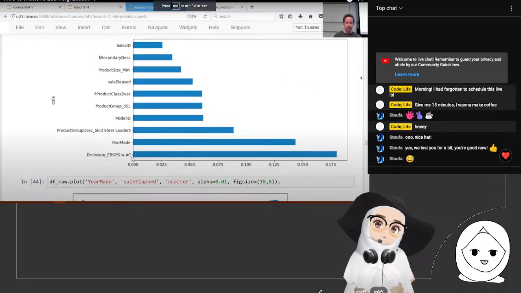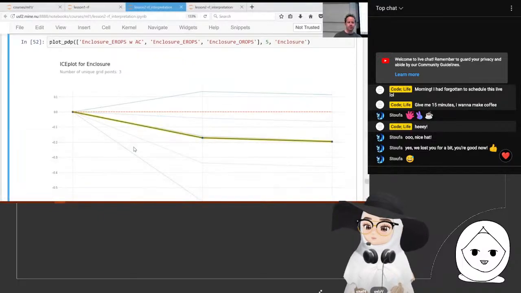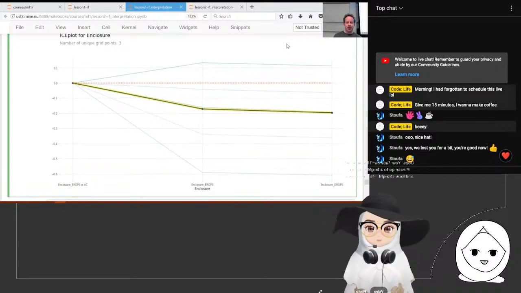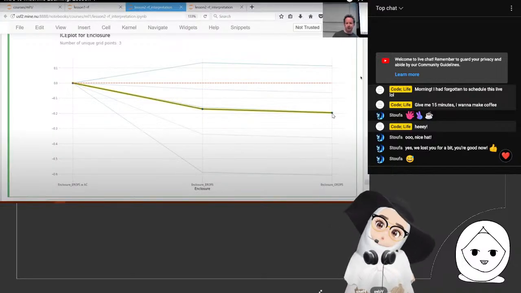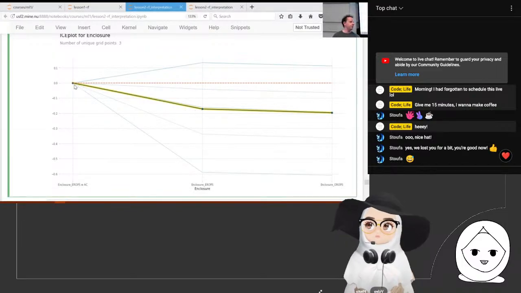Enclosure EROPS with AC. So if you've got one hot encoded variables, you can pass an array of them to plot PDP, and it'll treat them as a category, right? So in this case, I'm going to create a PDP plot of these three categories. I'm going to call it enclosure. And I can see here that enclosure EROPS with AC on average are more expensive than enclosure EROPS and enclosure OROPS. These two look pretty similar: enclosure OROPS and enclosure EROPS are pretty similar, whereas EROPS with AC is higher.